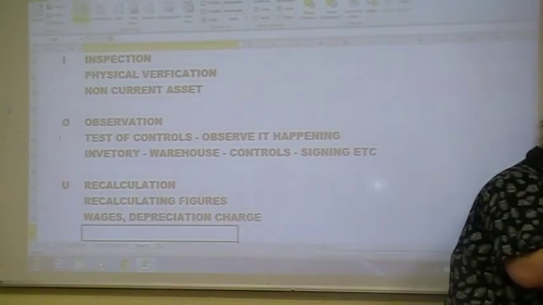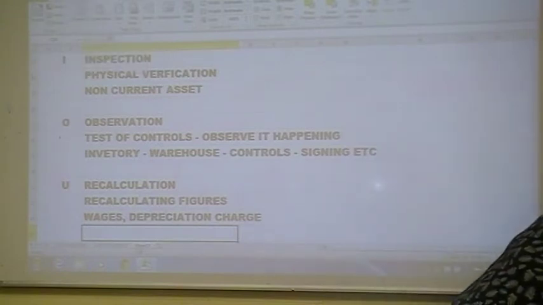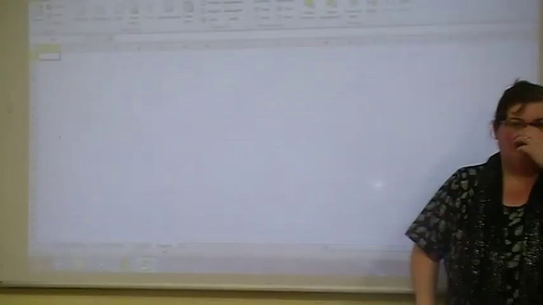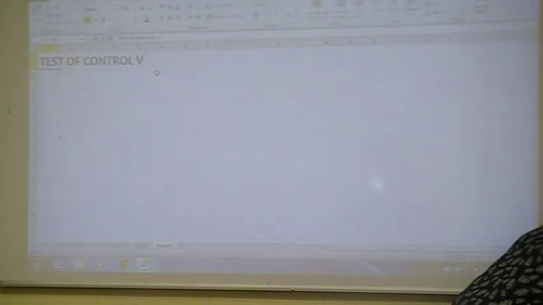Okay, and then I have one more little thing to put up here. This is about if you were testing a control or doing substantive testing, what's the actual difference? Okay, so this is our test of controls versus our substantive procedures.